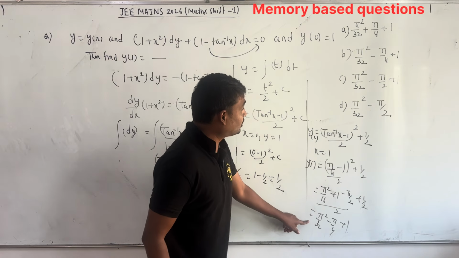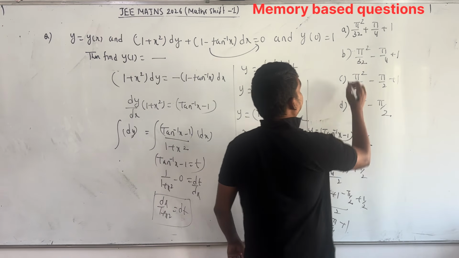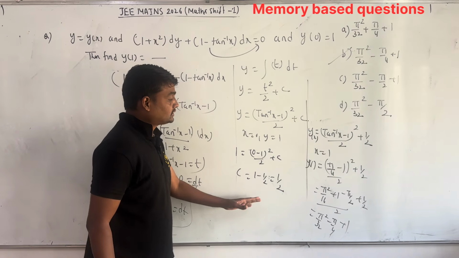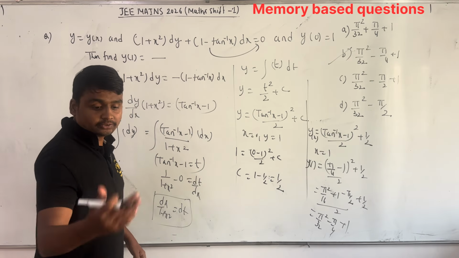So we got the answer as pi square by 32 minus pi by 4 plus 1. We get the answer as option B. So option B, we can get the answer for this question. So note down this question. Next we can go for the next one.